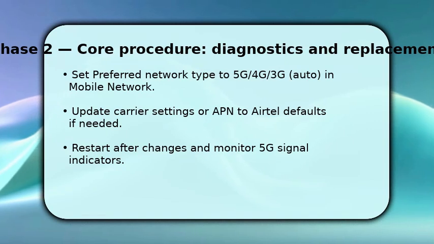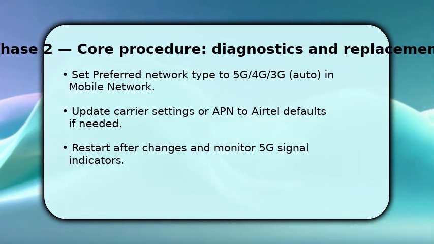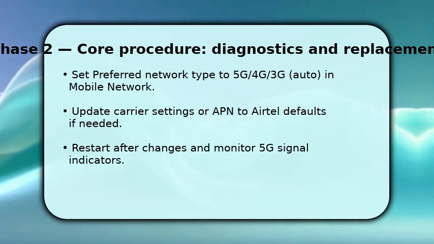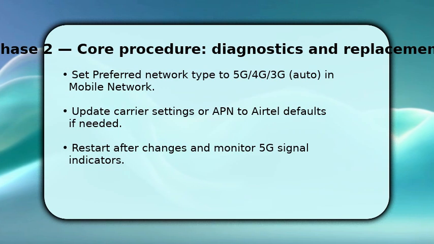Once the device is active, you change network preference to 5G/4G/3G auto. You do this because the phone will then pick 5G when available and fall back otherwise.